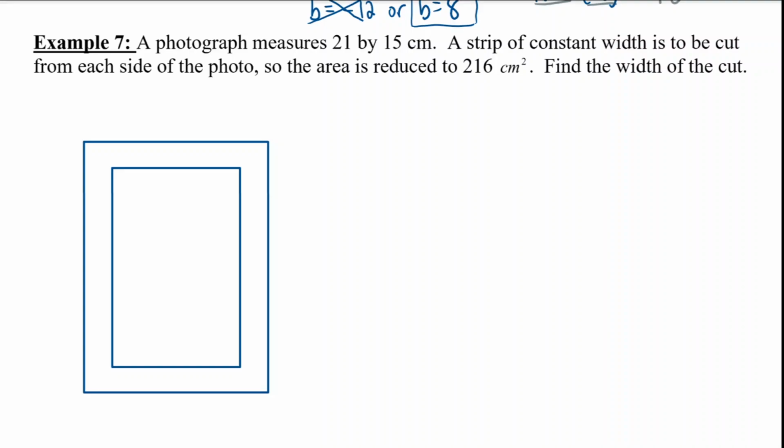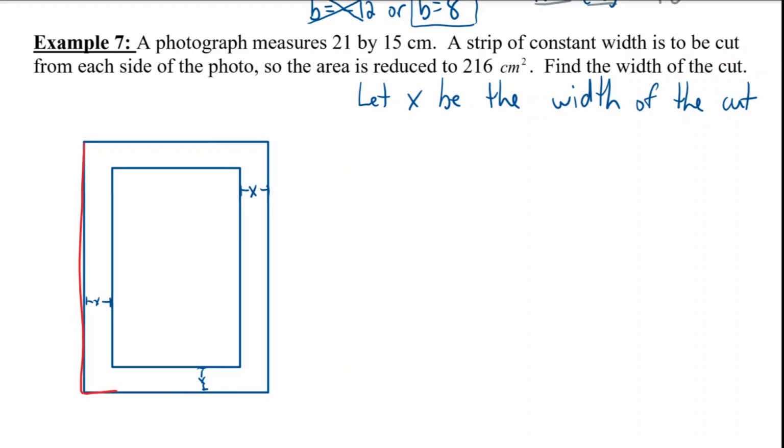What are we trying to find? We're trying to find the width of the cut. So let's let x be the width of the cut. And on our diagram, let's label that in. So we've got this x is going to be this width, and it needs to be even around the entire picture, right? So let me just show you here.